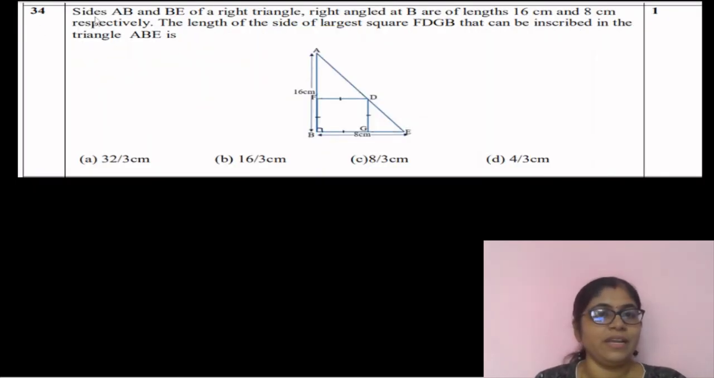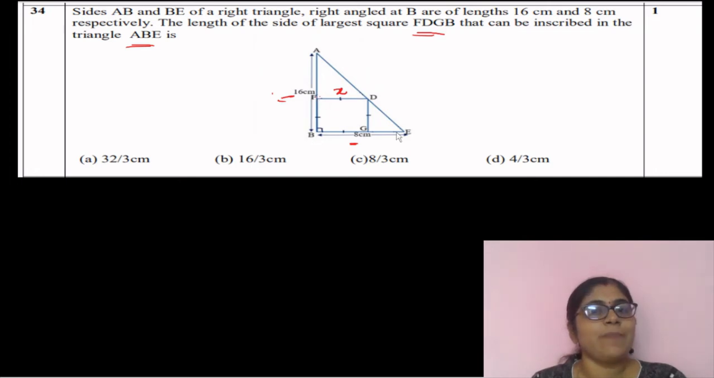Now question number 34. Sides AB and BE of a right angle at B are of length 16 centimeter and 8 centimeter respectively. So it is given AB is 16 and BE is 8 centimeter. The length of the side of the largest square FDGB that can be inscribed in the triangle ABE is. So we want this length, this length is X. So this is a square, so this FD is parallel to BE. So this angle equals this angle. This is the common angle and this is 90 degree.